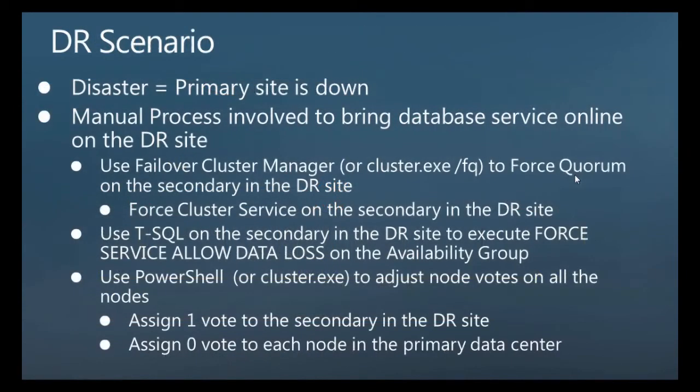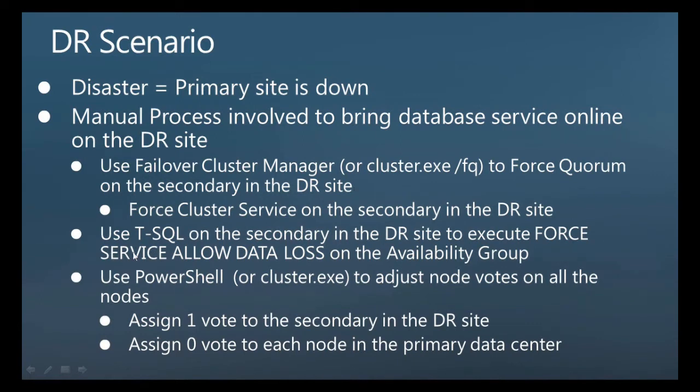So the thing you need to do is use Failover Cluster Manager or cluster.exe to force quorum in the secondary in the DR side to bring the whole Windows failover cluster up. You can use -fq with the command line to bring this cluster online, which means the cluster is now running in forced quorum mode.